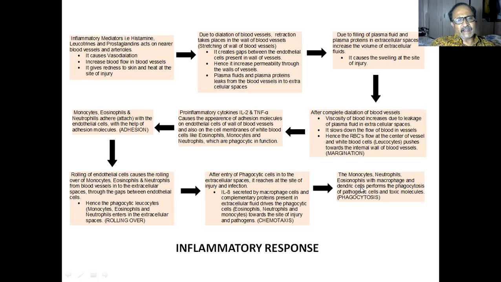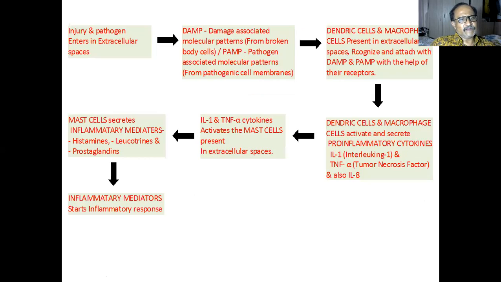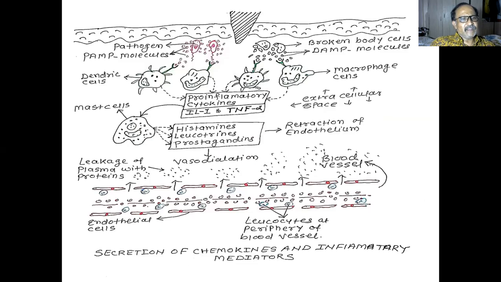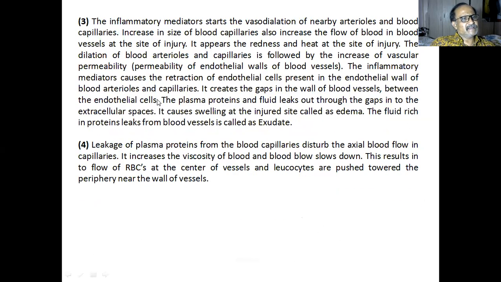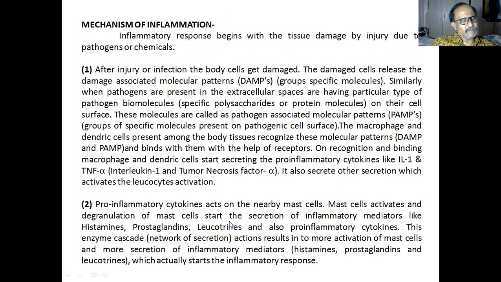Then the monocytes, neutrophils, eosinophils and all the macrophages and dendritic cells, which are already phagocytic in function, perform the phagocytosis of pathogenic cells and toxic molecules. This stage is called phagocytosis. Okay, this is about the inflammatory response. See here all the diagrams are given and this text is written according to the diagrams. You have to write this paragraph and see these diagrams.